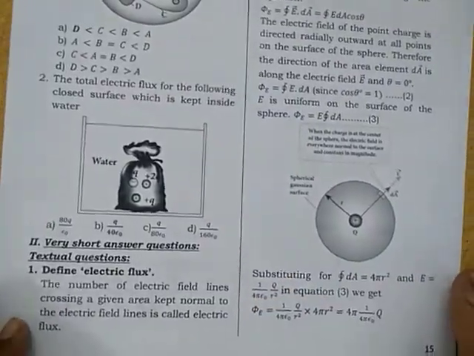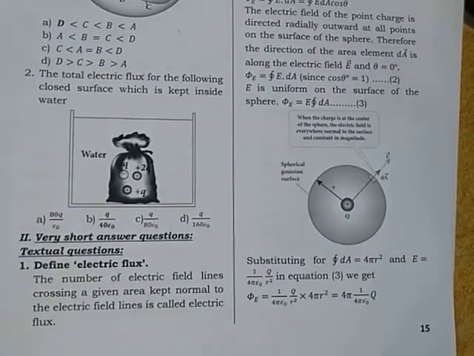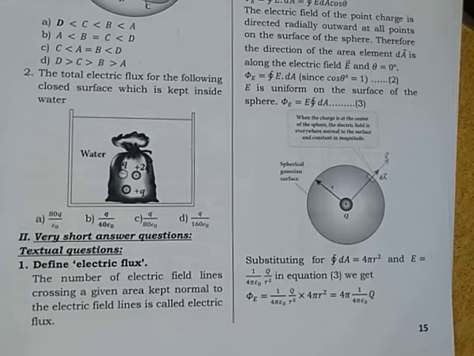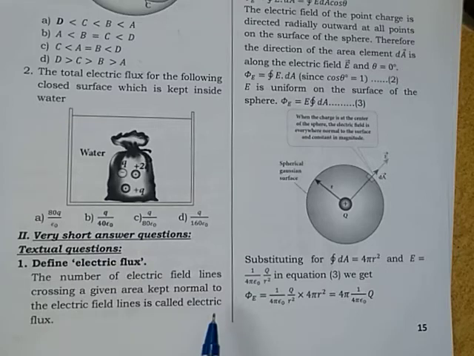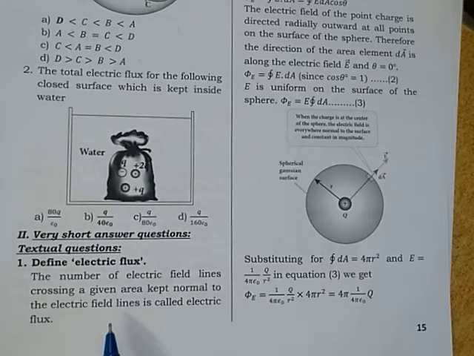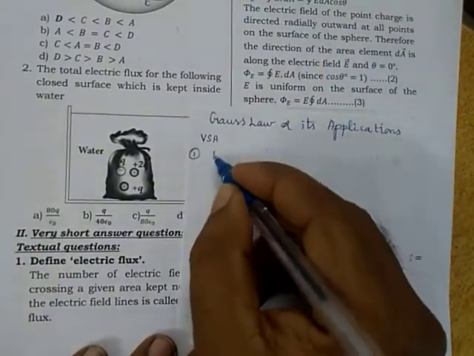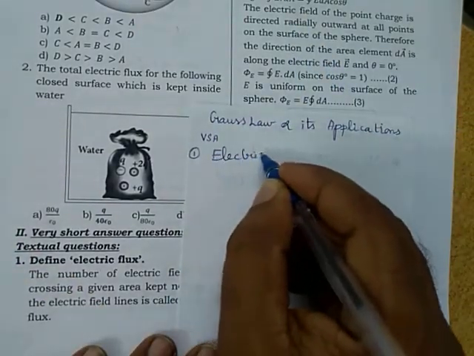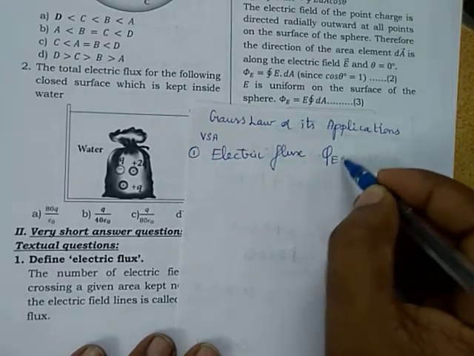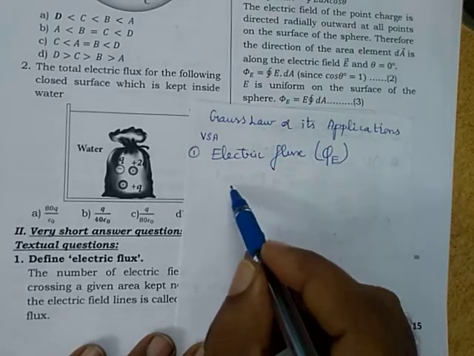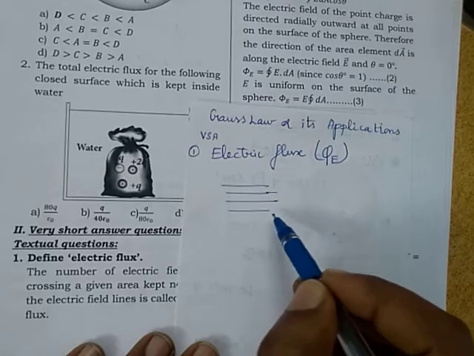First question, very short answer question: define electric flux. We know electric flux is the number of electric field lines crossing a given area normal to the electric field line. It is represented by the symbol phi E. Electric flux means the number of electric field lines crossing through a given area.